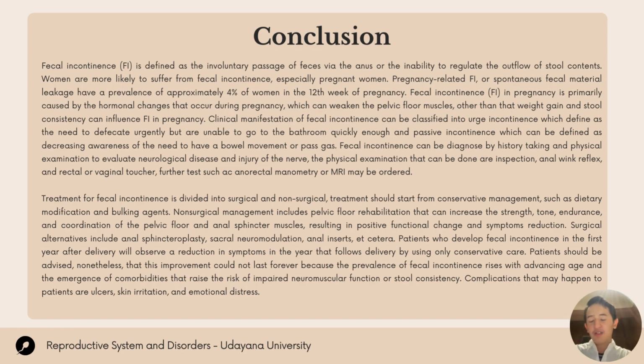Treatment of fecal incontinence is divided into surgical and non-surgical. Treatment should start from conservative management such as dietary modification and bulking agent. Non-surgical management includes pelvic floor rehabilitation that can increase the strength, tone, endurance, and coordination of the pelvic floor and anal sphincter muscles, resulting in positive functional change and symptom reduction. Surgical alternatives include anal sphincteroplasty, sacral neuromodulation, anal insert, and so on.